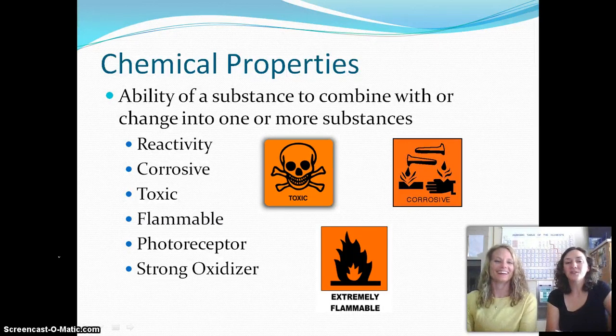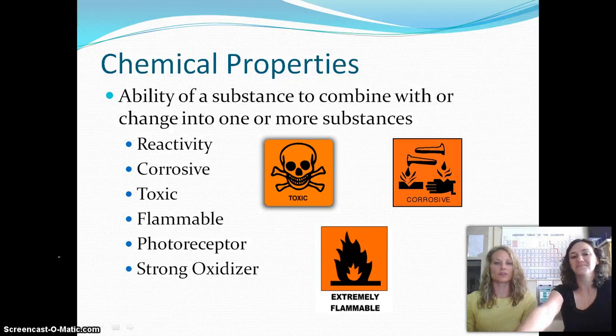So some chemical properties are not as easy to detect until you start reacting them with other things. But it could be reactivity. It could be corrosiveness, toxicity, flammability. Is it a photoreceptor, and is it a strong oxidizer? We'll talk about oxidizers later on. But does it catch on fire? Does it explode? Is it going to be harmful if it touches your skin? These are all chemical properties.